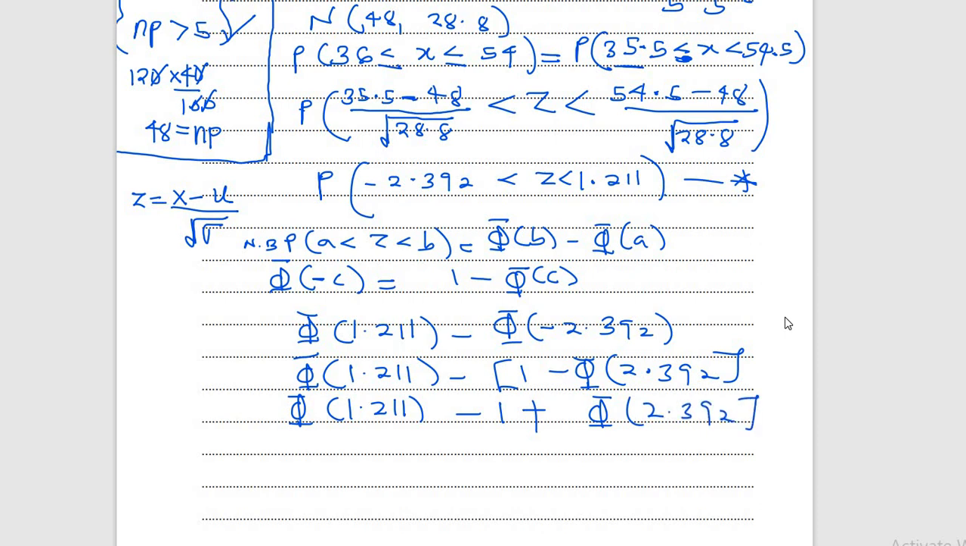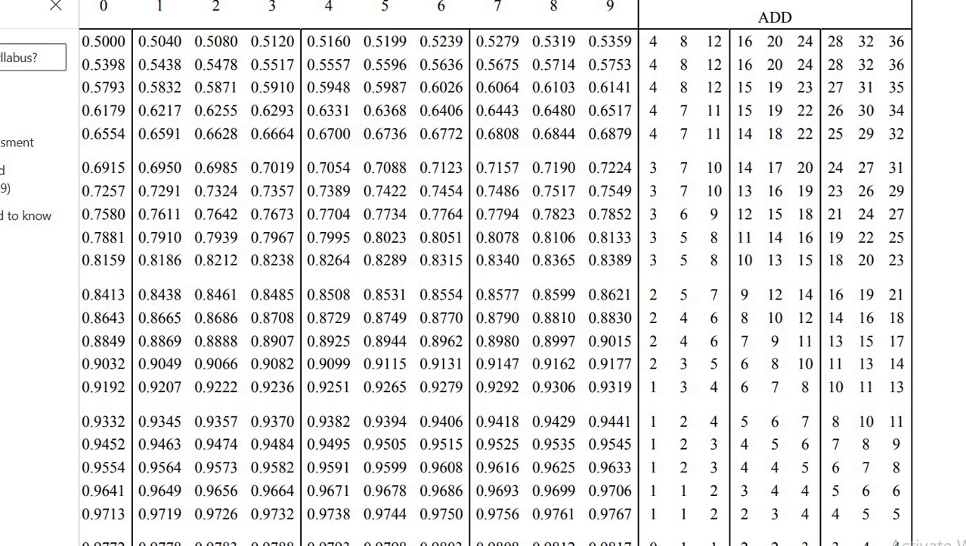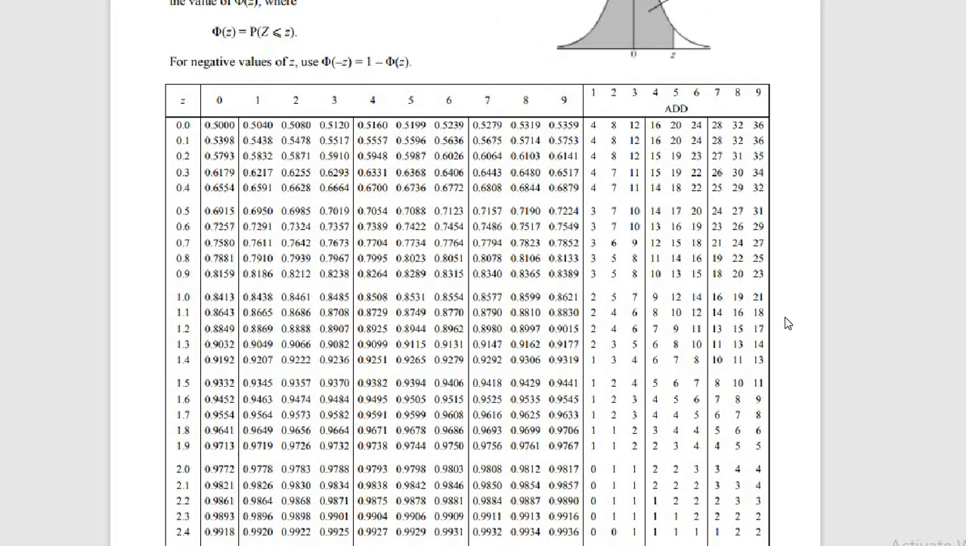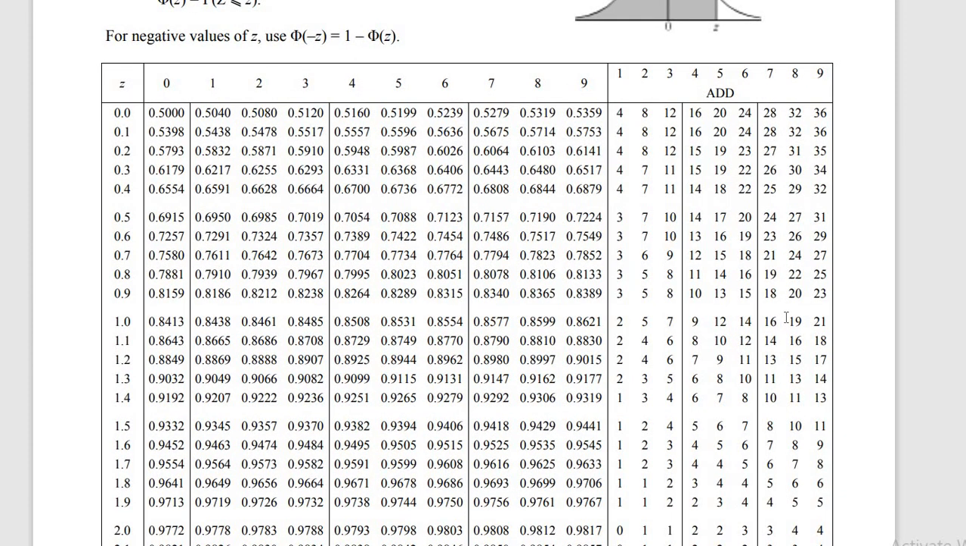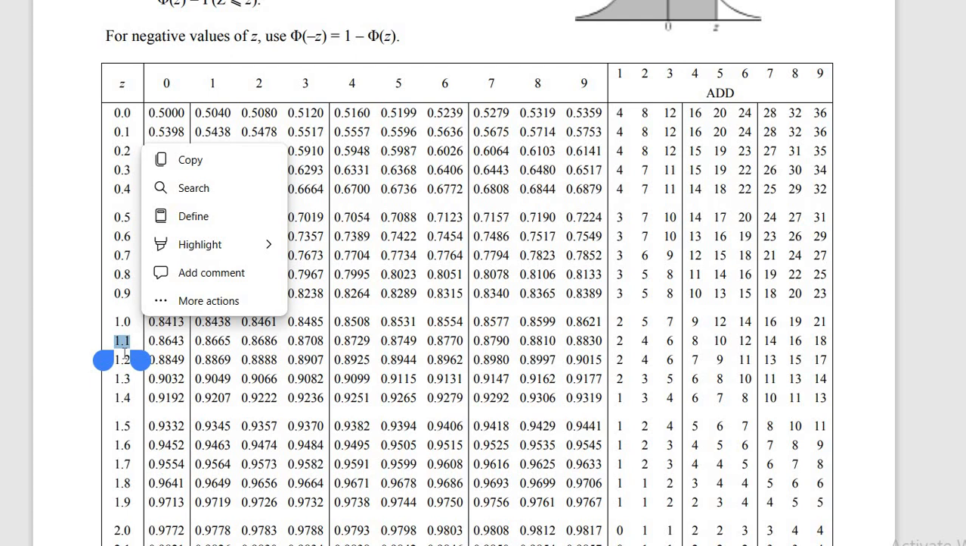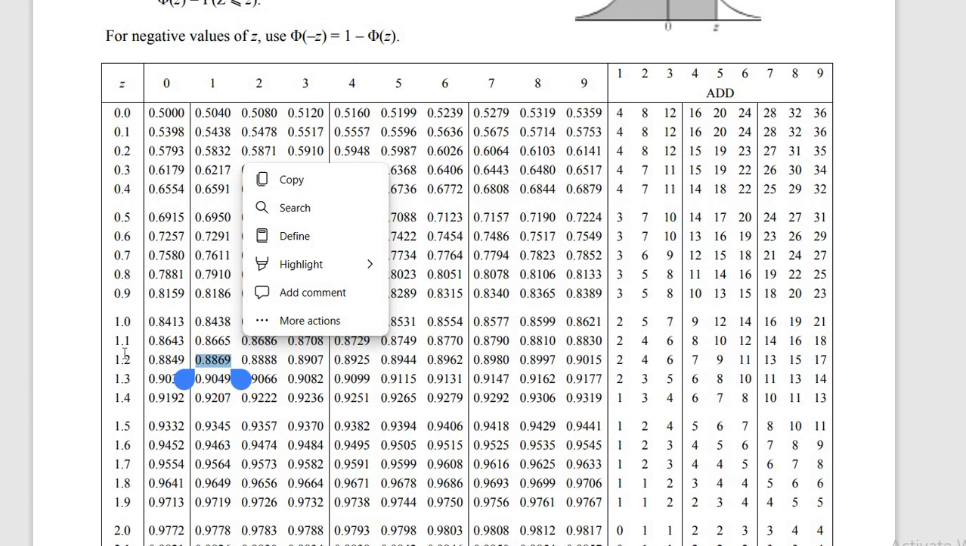Now let's go to the table and look for phi of 1.211. This is the table. We are looking for 1.211. It means 1.2, sorry, it means 1.2 under 1. That's 0. It gives us 0.8869.